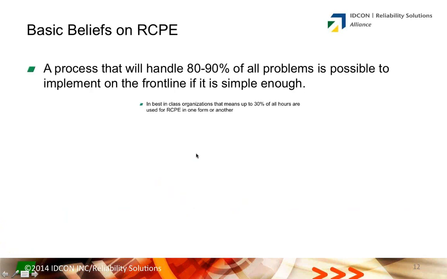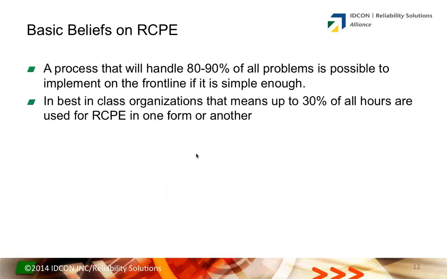So some basic ground rules on RCPE. First of all, we believe that this simple RCP process we're talking about today can handle 80 to 90% of all the problems. Again, if we use the thinking process and perhaps a couple of the simple tools we'll talk about in a minute, this will get you 80 to 90% of all your issues, okay? It's also simple enough that it can be implemented and applied on the front line, okay?